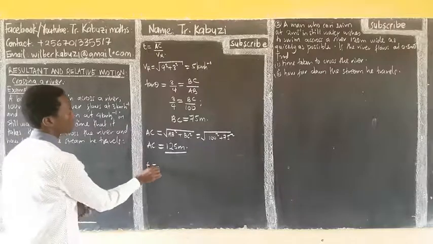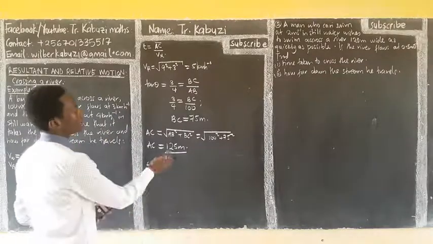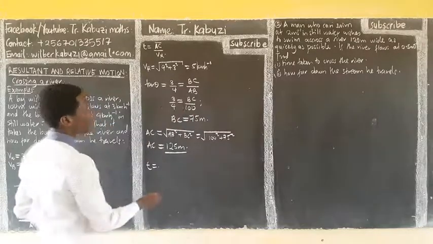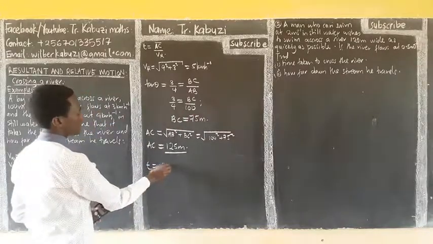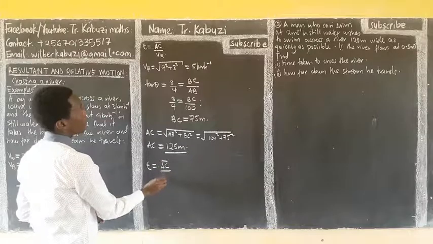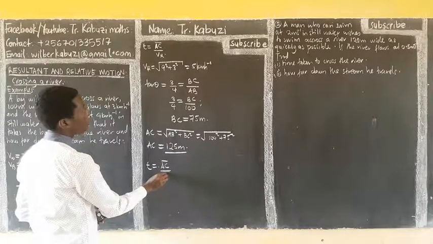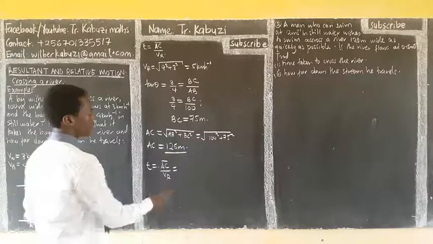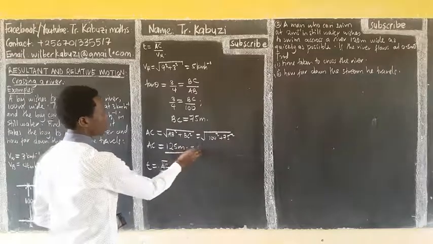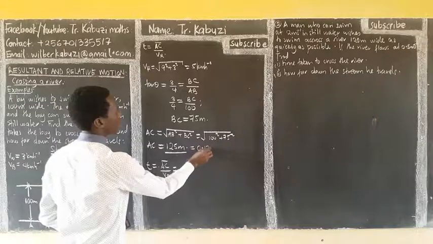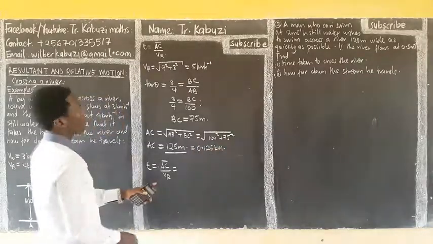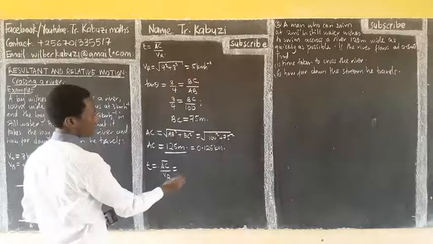So my time is going to be SC over VR. Remember our SC is in meters, and this is in kilometers. So our SC you can convert to kilometers, which will be 0.125 kilometers. So now this is in kilometers and this is in kilometers.